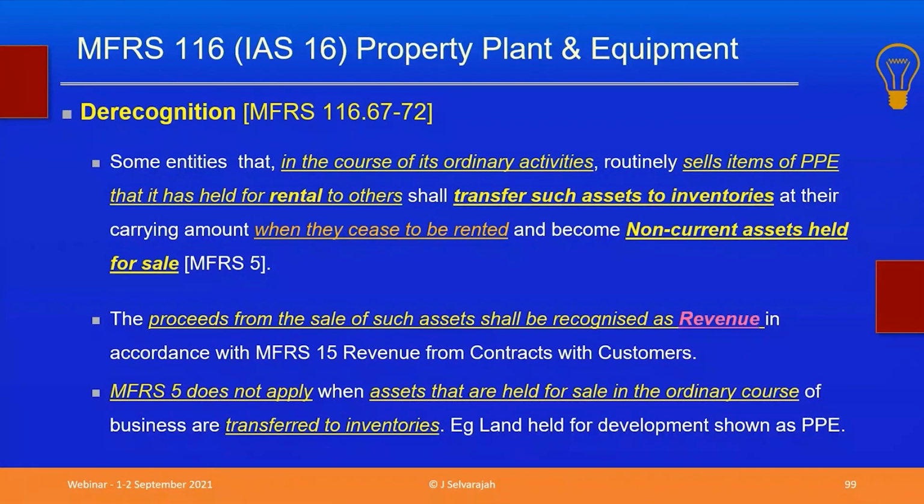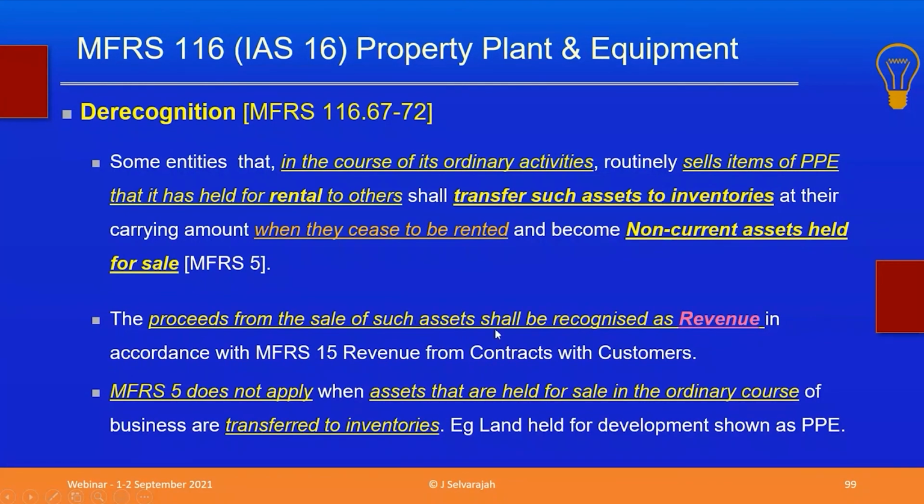So although your ships are out on rental, when you want to sell them, you must transfer the ship into inventory. Your ship is a PPE, and you want to transfer it into inventory. So when it is transferred into inventory, then when you sell it, that ship becomes revenue, because sale of inventory is revenue under the standards. Although we can look and say, hey, sale of a ship is a fixed asset, how can it be revenue? It should be a gain on disposal. No, you need to transfer to inventory.